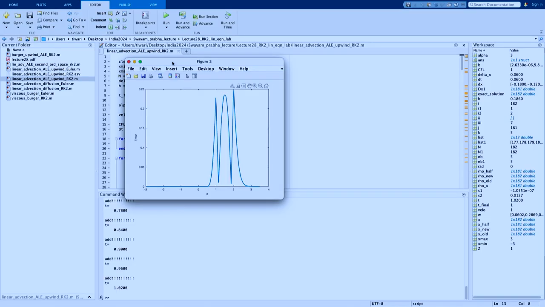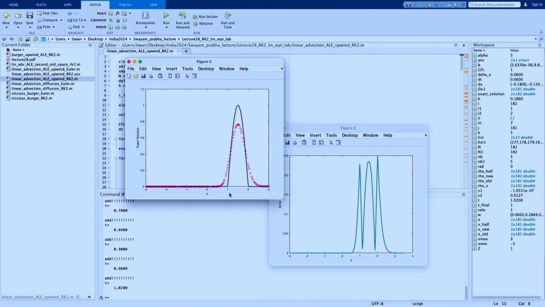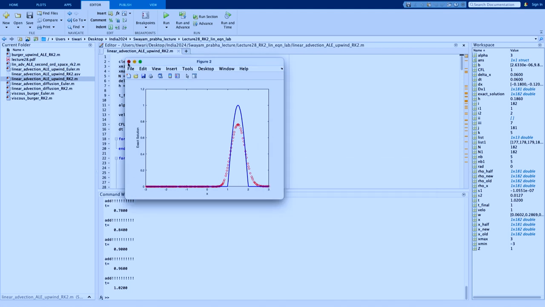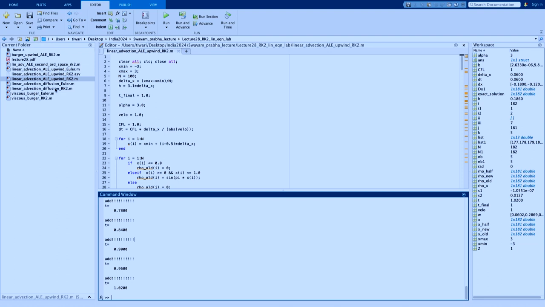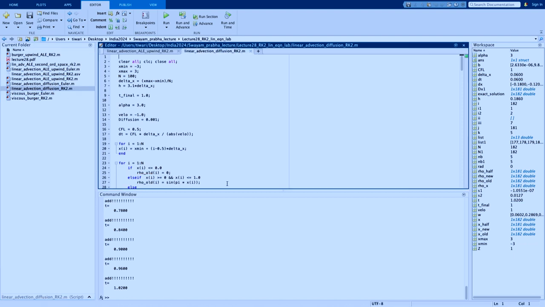So we have the difference, the plotting of exact and numerical solution. Now what will happen when I go for the advection diffusion equation? So the linear advection diffusion equation here. Everything is the same. Here I have minus 0.1, and the diffusion is taken as 0.002.